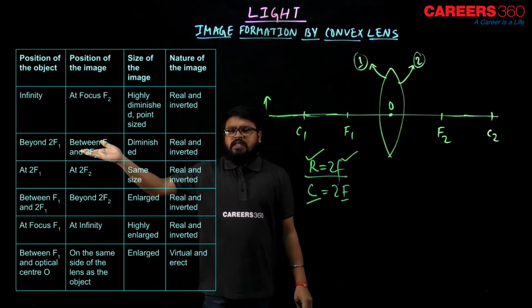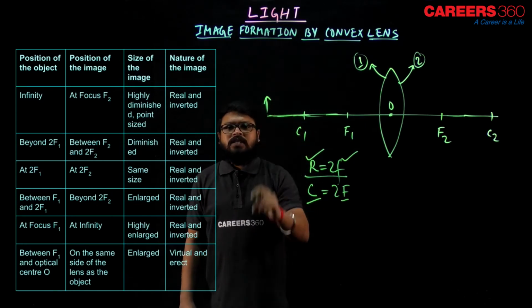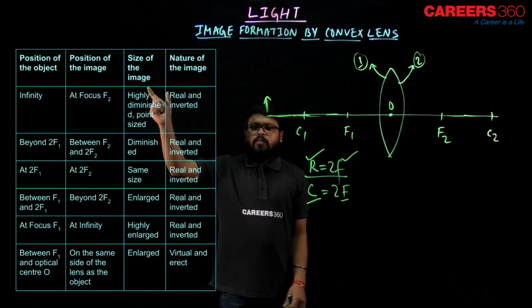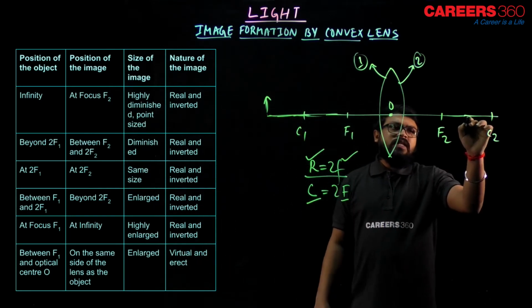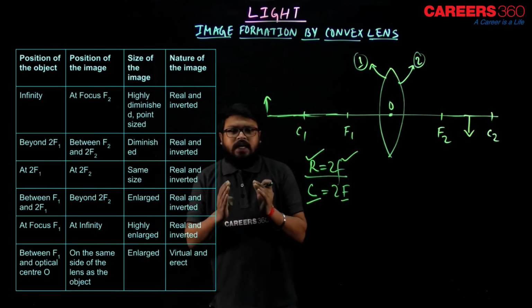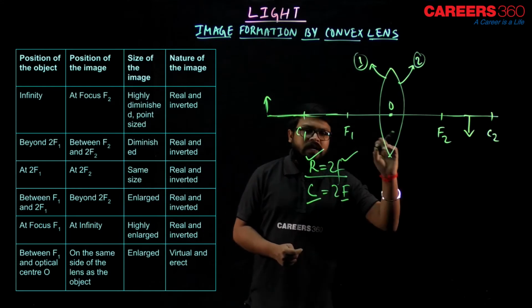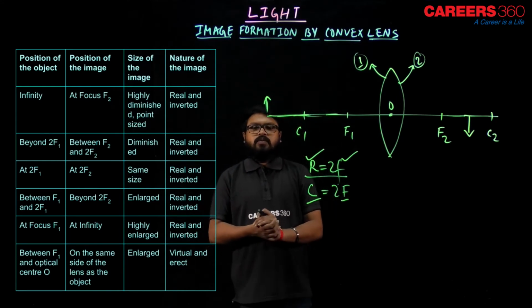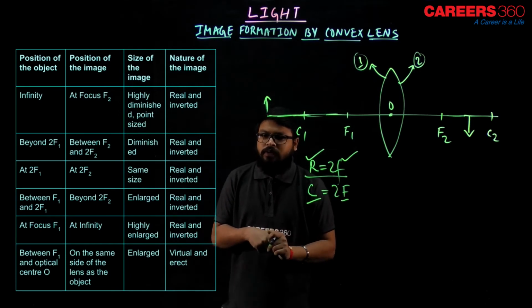So, the second thing is beyond 2f1, that is beyond c1. If the object is placed beyond c1, the position of the image would be between f2 and c2, after getting refracted from the lens, and the size of the image would be diminished. It is real and inverted. I hope it is clear to you.